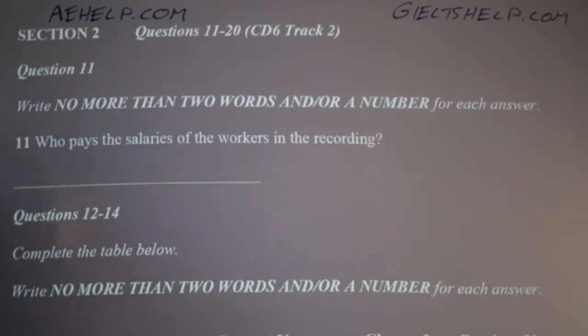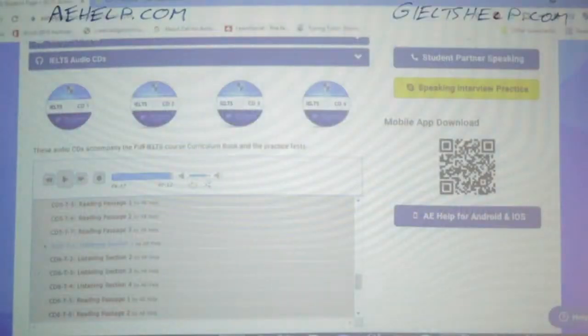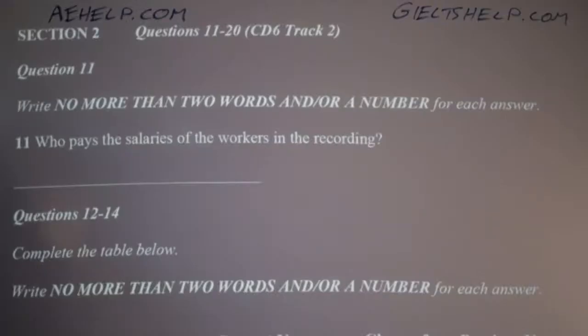So I'm going to cut back to our website here for the listening and let's do this. Now turn to section 2. Take some time to look at questions 11 to 16.